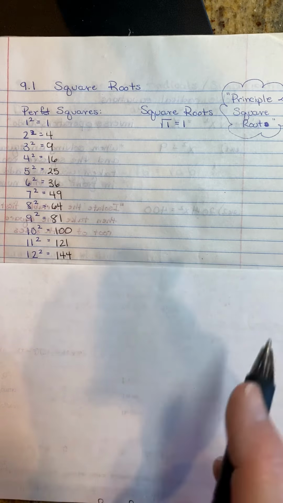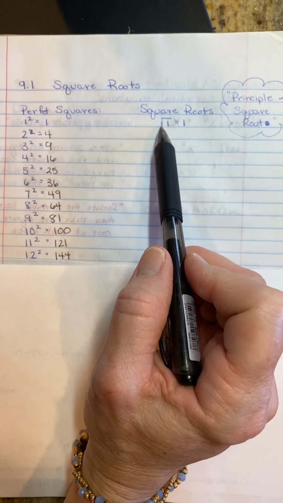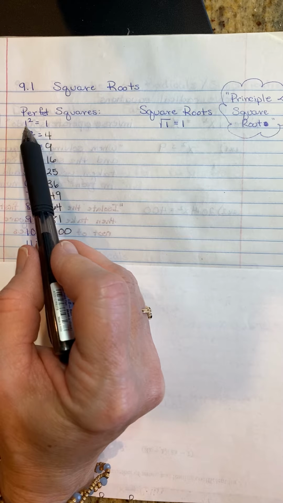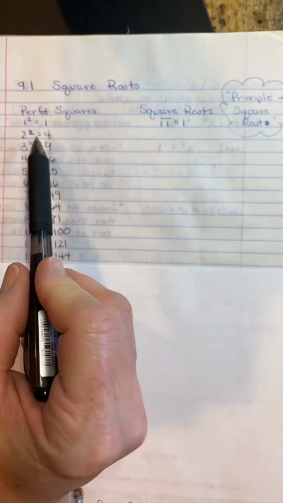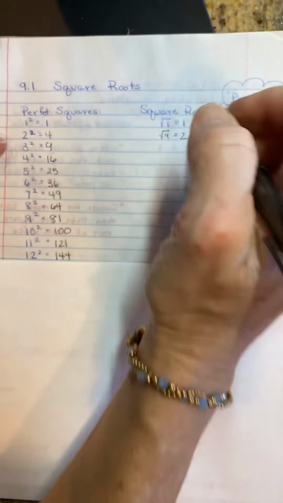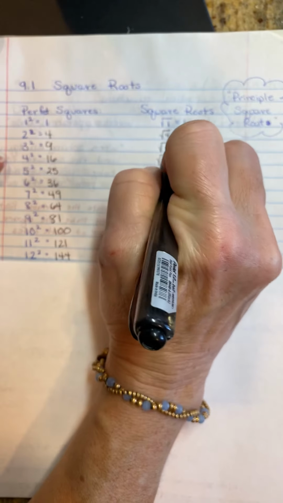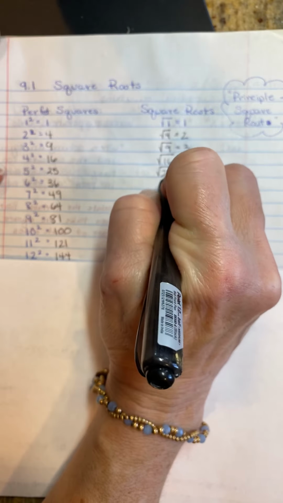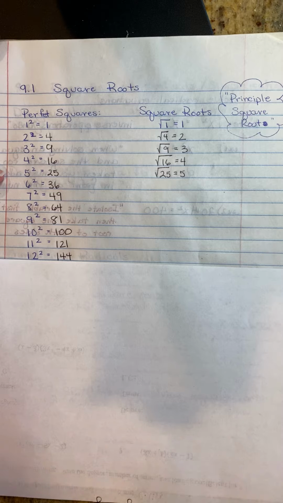When we want to take the square root of a number, and this is the radical or the square root sign, the square root of 1 gets us back to this number here. So a square root undoes a square. The square root of 4 would be 2. The square root of 9 is 3. The square root of 16 is 4. The square root of 25 is 5, and so on. I would encourage you to finish that list out in your notes.